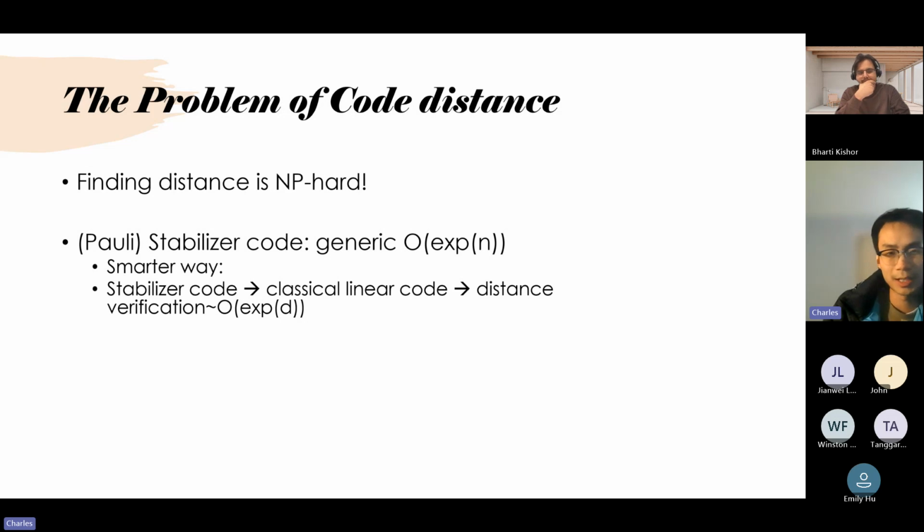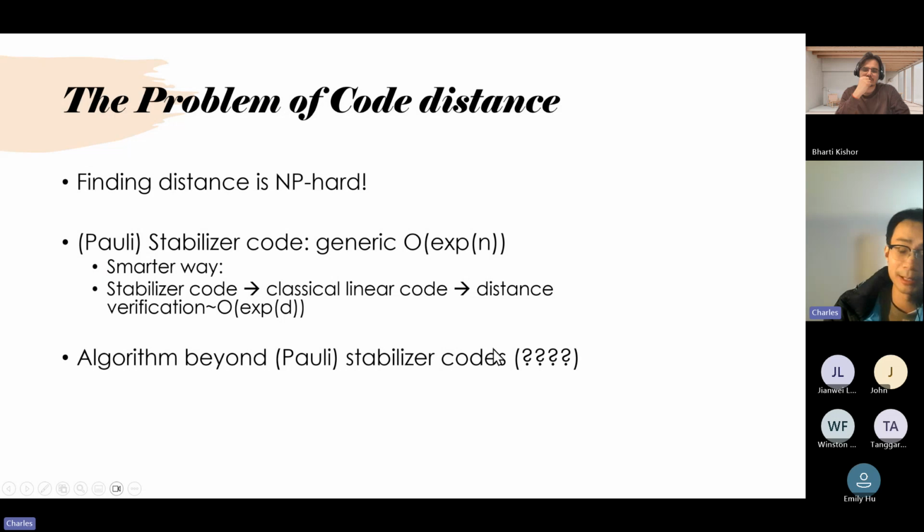So if I know a bit more about the code, I can map this code into a classical linear code, and I use some of the existing technology from distance verification. And then that can lower the complexity to exponential in the distance. But if we go beyond Pauli stabilizer codes, there really isn't a very well-formed strategy to find its code distance.